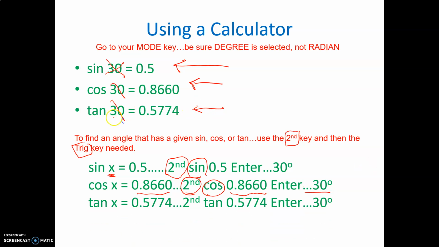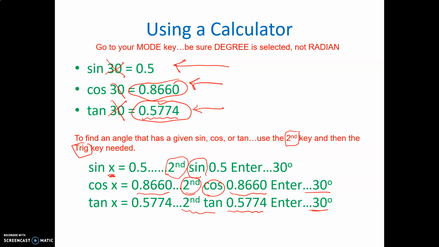If I want to go backwards and they don't give me 30, they only give me the value of the tangent, then I say second tangent, put in that value, press enter, and that'll give me back my 30 degrees. You might ask, why are these in 4 decimal places?